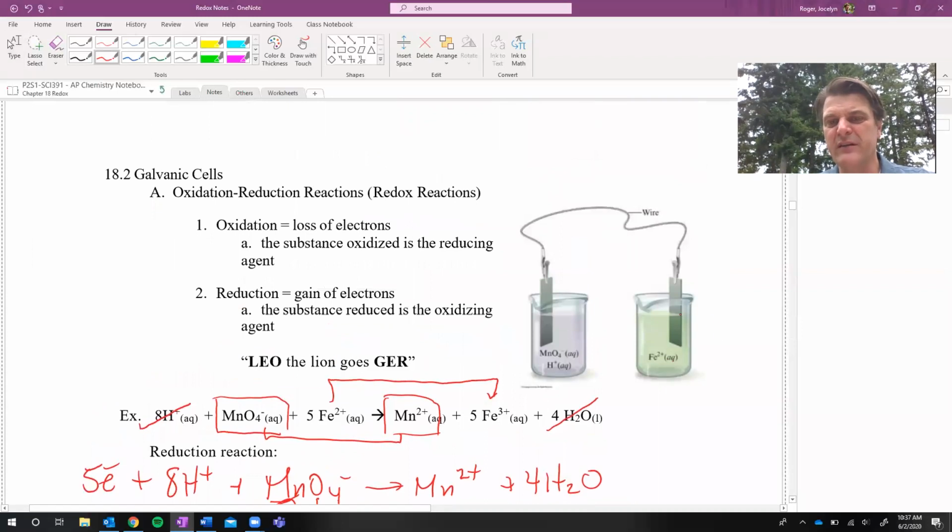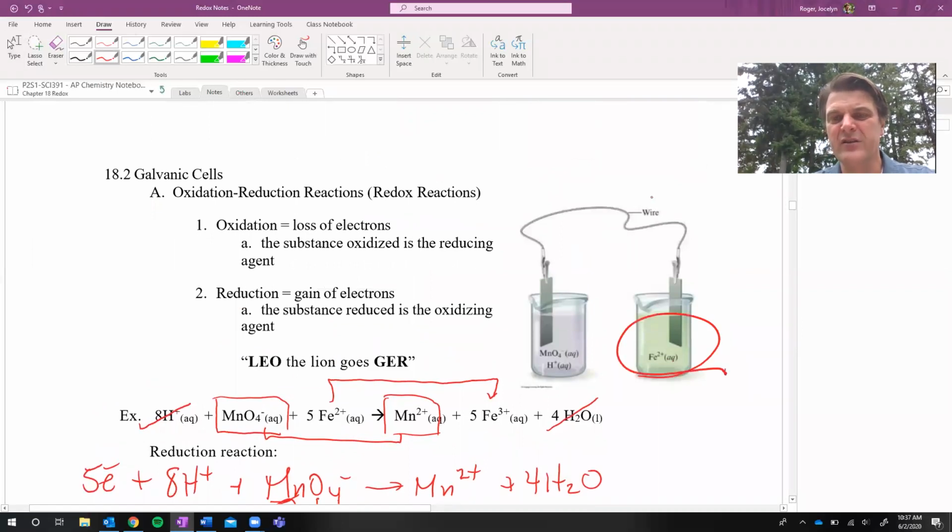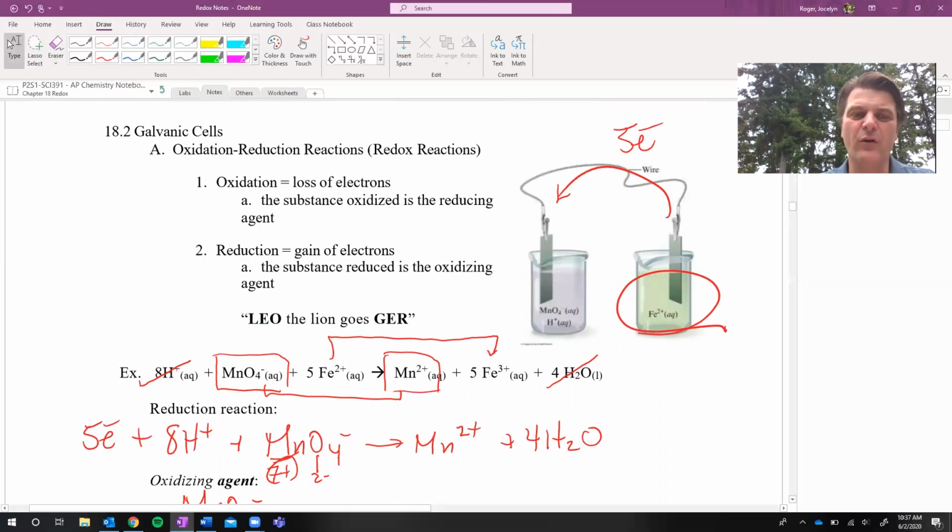The iron 2 plus is over here, right? And so you're going to get 5 electrons that are going to flow this way. It's going to go from the iron, and the MnO4 receives the electron. So this is the oxidation half right here, and this is the reduction half right there.